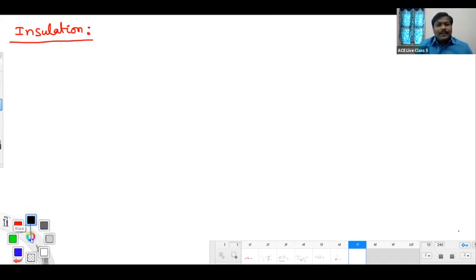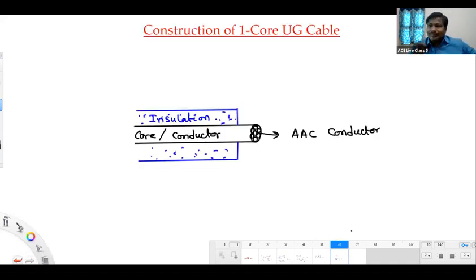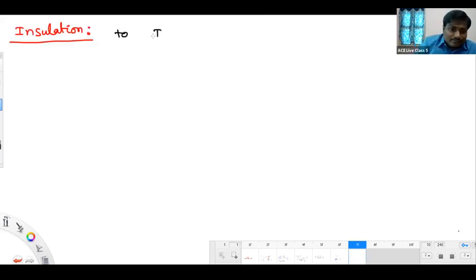Tell me please, why do you have to keep that insulation on the surface of the conductor? To reduce the leakage current, to isolate the conductor from ground. Yes or no? Right. To reduce the leakage current value, we are keeping the insulation on the surface of the conductor. That's one. Next, tell me, what are the properties required for this insulation of the cable, and what material are we going to use?